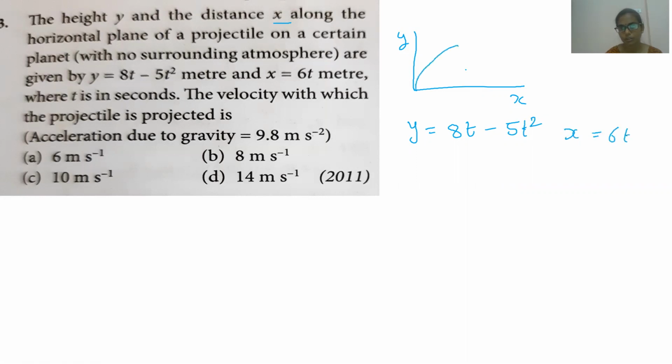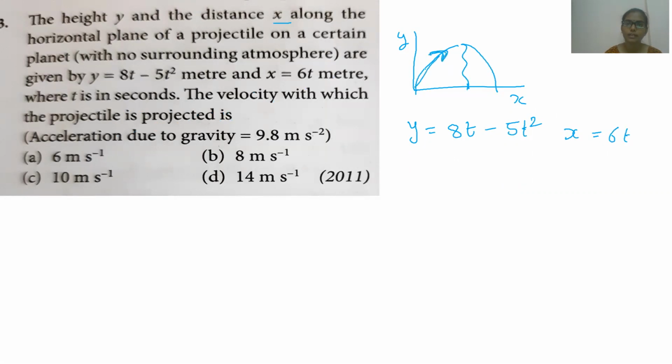That means if we throw a projectile, they have given how much distance it has traveled and how much height it is traveling, along the x-axis and along the y-axis. The distances are in meters and time in seconds, so both are in SI units. So with what velocity is the projectile projected? You need to find the resultant velocity. That means you need to calculate this velocity.